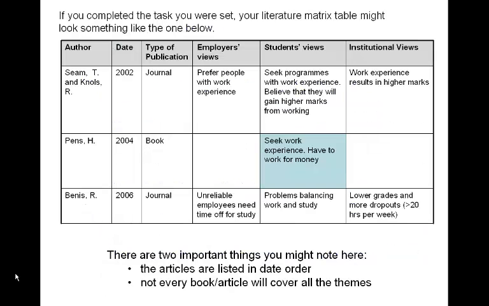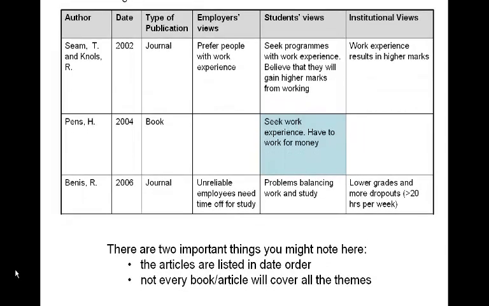And when we do that, we can then put them into this table. Your literature matrix table might look something like the one below, and you can see the blue square is the information that we've already identified in the last slide.